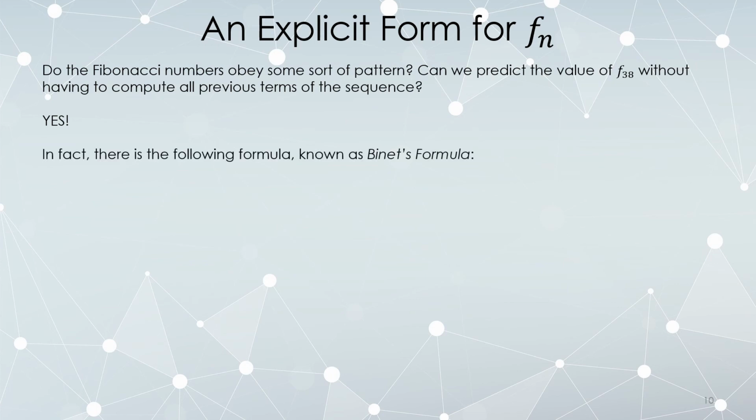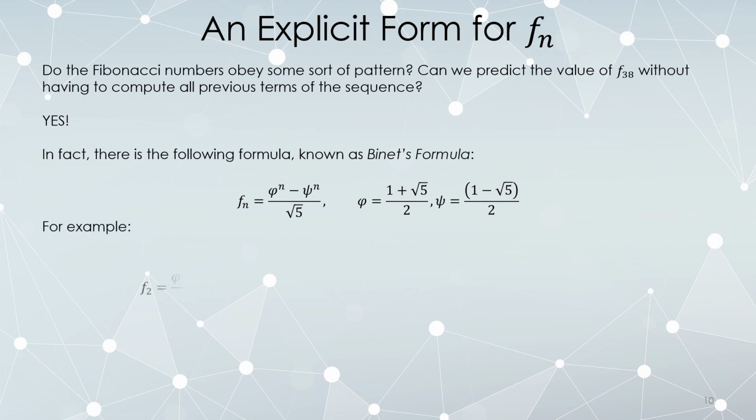In fact, the following formula is known as Binet's formula. The nth Fibonacci number is given by, this is the Greek letter phi, and this is the Greek letter psi, phi to the n minus psi to the n divided by the square root of 5, where phi is the number 1 plus root 5 over 2, and psi is the number 1 minus root 5 over 2. So this is a complicated looking formula, and it is kind of unpleasant to compute things out by hand this way, but it is, at the end of the day, an explicit formula that you plug n into, and it tells you which Fibonacci number you get out.